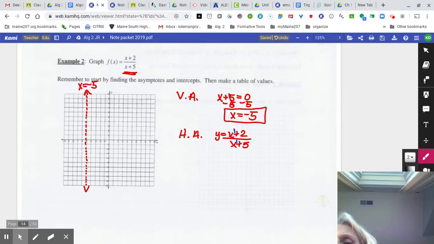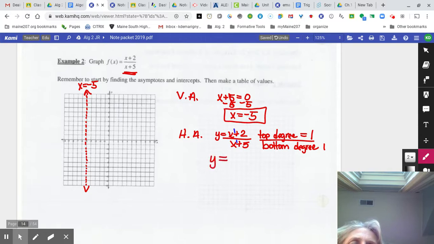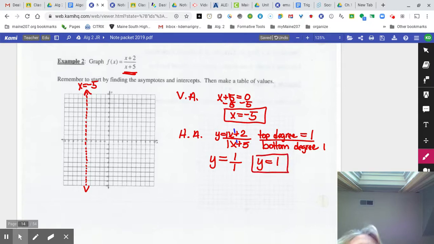So my top degree is equal to 1. And my bottom degree is also equal to 1. So when the top degree is equal to the bottom degree, then it is always y equals the lead coefficient over the lead coefficient. And in this case, I only had a 1 in front of either one of these variables. So a 1 over 1 is my horizontal asymptote. So I'm going to say y is equal to 1 is my horizontal asymptote.